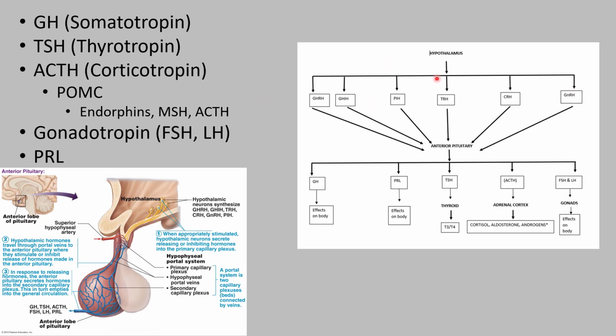So that's what this chart is. Hypothalamus, for example, releases TRH, tells the anterior pituitary to release TSH, tells the thyroid to release T4. Or GnRH tells the anterior pituitary to release FSH and LH, which goes to the gonads and tells them to have an effect on the body. So that's how this chart is going to work, and these are the hormones that we're going to talk about.